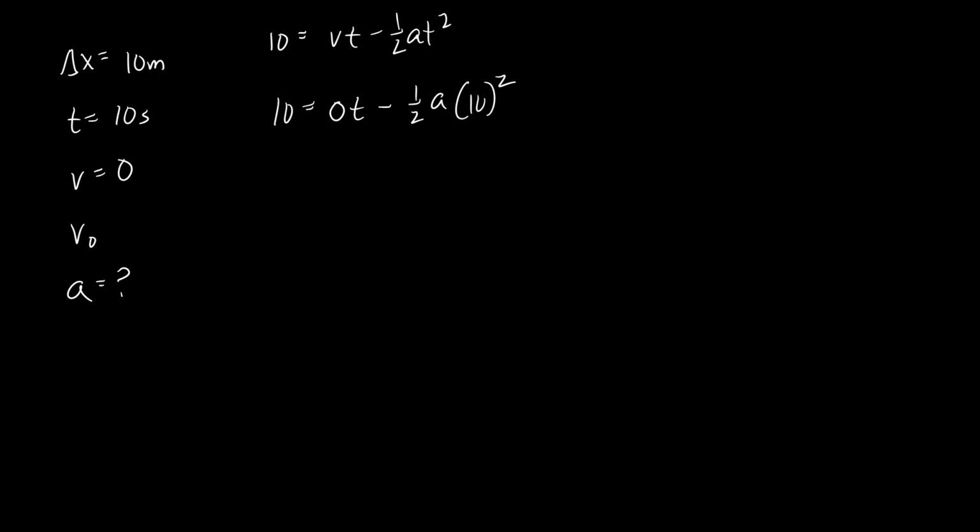Right, there are 5 motion equations. I'm using the one that has these 4 particular things in it. Getting rid of this term. This is 20 equals minus 100a. So a is negative 2/10 or is negative 0.2 meters per second squared. That all okay?